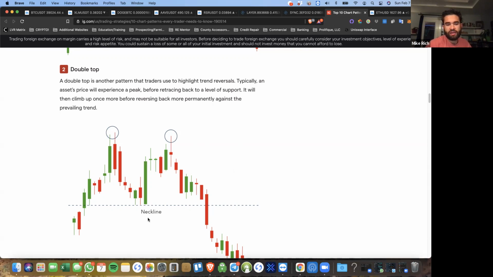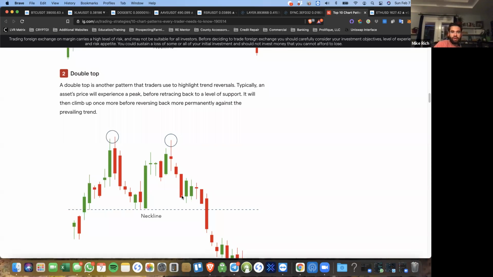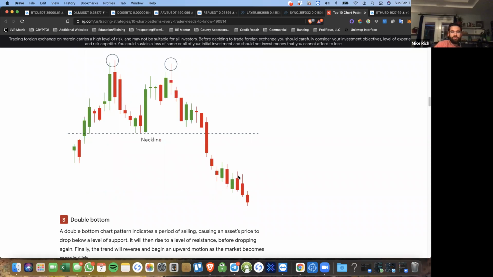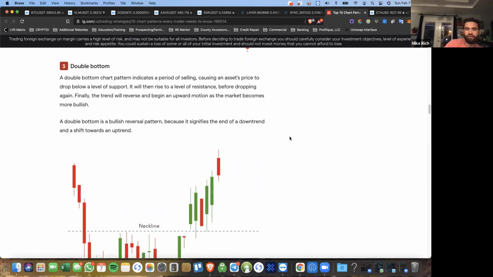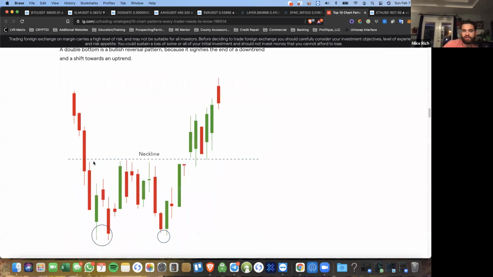So this is the neckline. Like I said, I was showing you guys how to do market structure. So that would be the neckline for that. It's pretty straightforward. You're gonna go down. Double bottom, the exact opposite. I've showed you guys this before, right? Remember the neckline broke past where it is now.